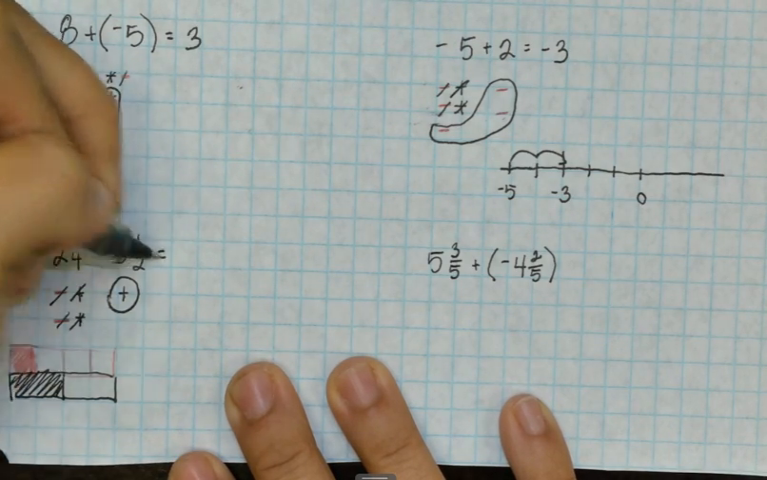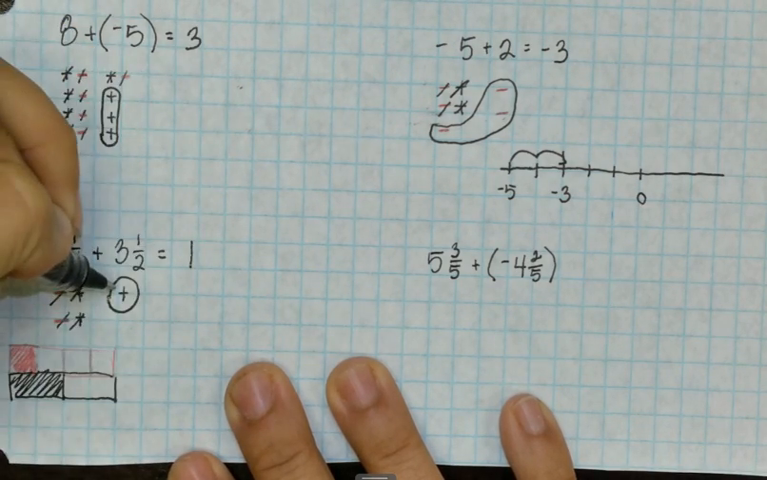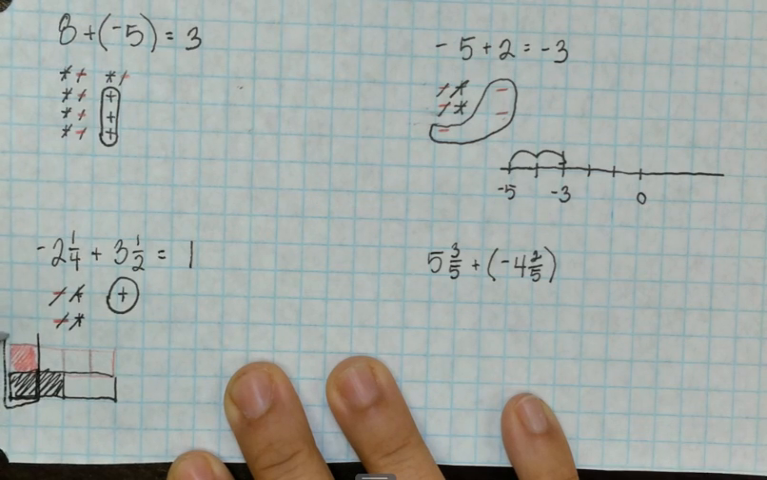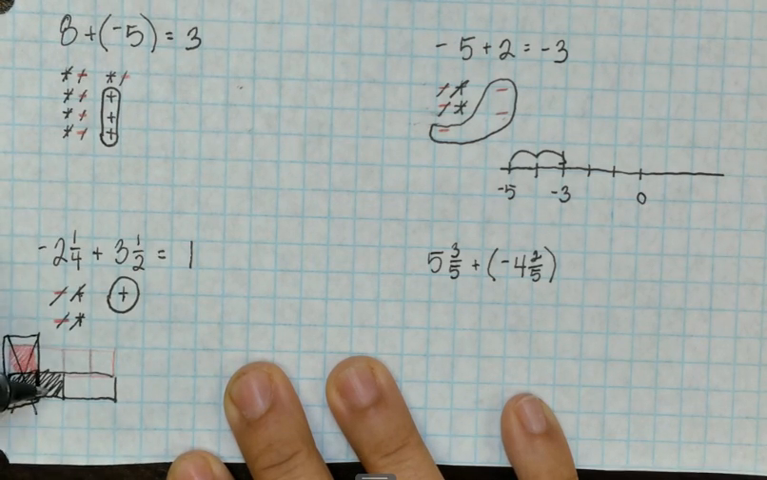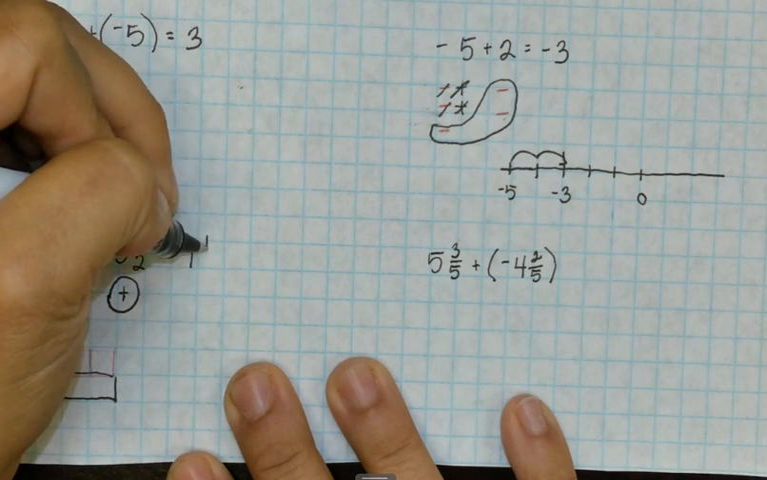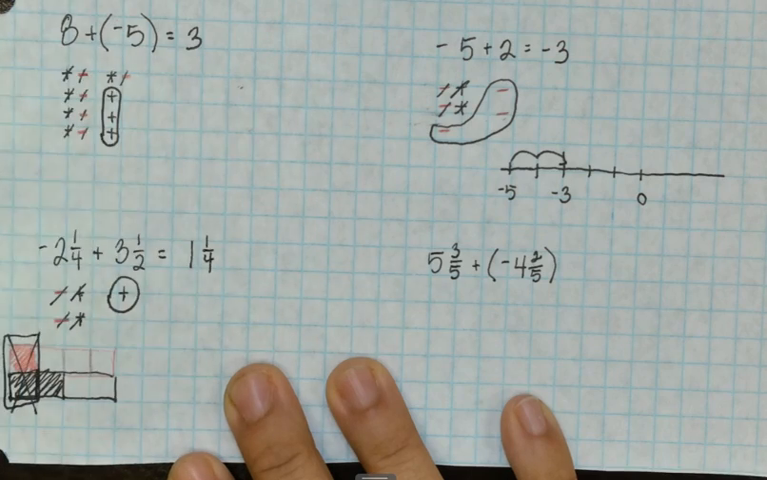So I know that my answer is going to be 1 positive whole, and I've got to deal with my fractions. I have 1 negative quarter. Here's a positive quarter. So this whole piece gets canceled out, and I'm left with 1 positive quarter. Okay, because that's a value of a quarter. So I've got 1 and 1/4 as our final answer.